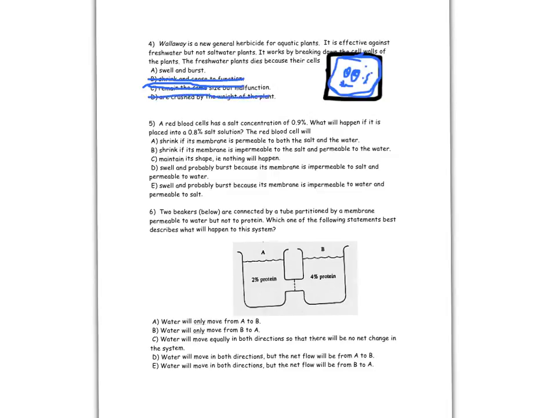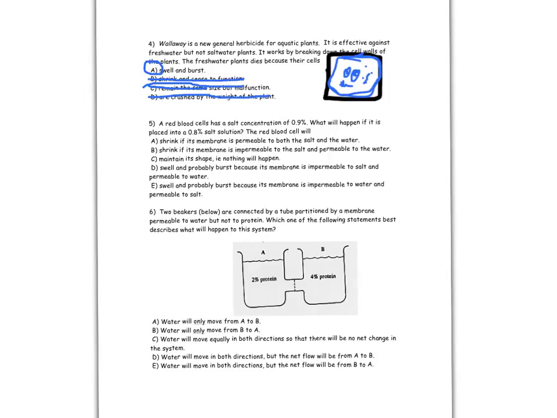Well, I guess it might to some. Well, it's wrong. And swell and burst is the answer. The freshwater plant dies because its cells swell and burst. Without the help of the cell wall, the freshwater plants cannot stop the cell from swelling and bursting.